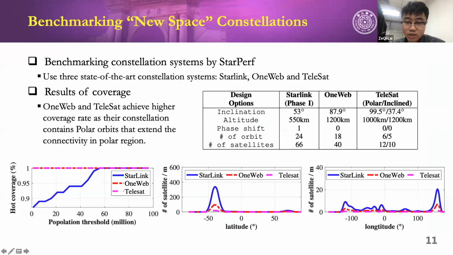So this table shows the primary constellation parameters of the mega-constellations selected in our benchmark, for example, Starlink phase 1, OneWeb, and Telesat, including the polar and inclined orbits. These are the primary parameters, including the inclination, altitudes, number of orbits, and others.